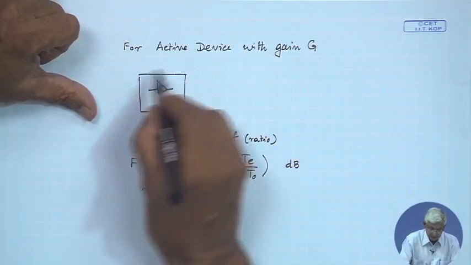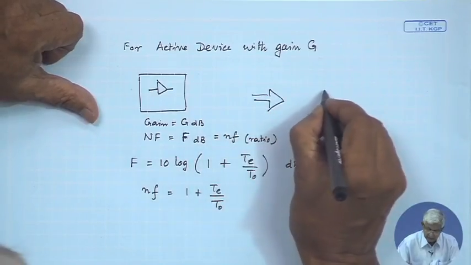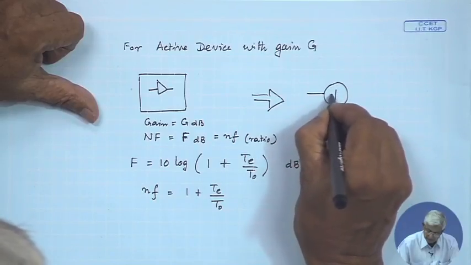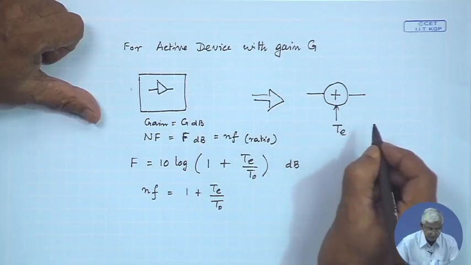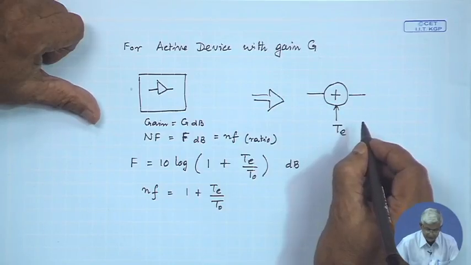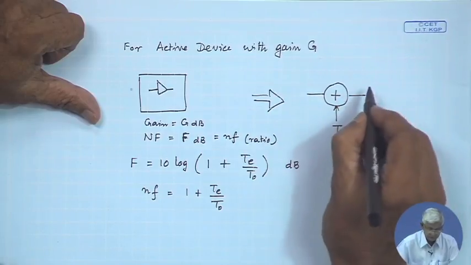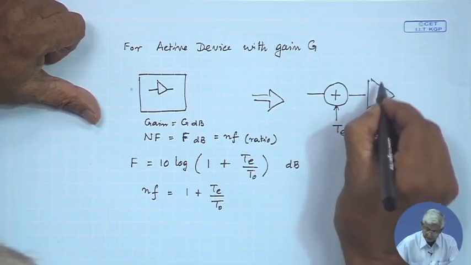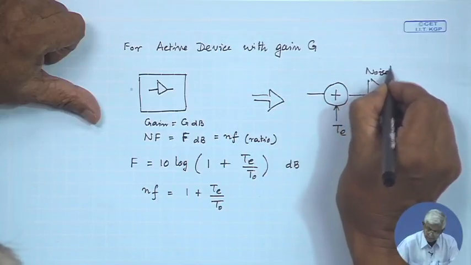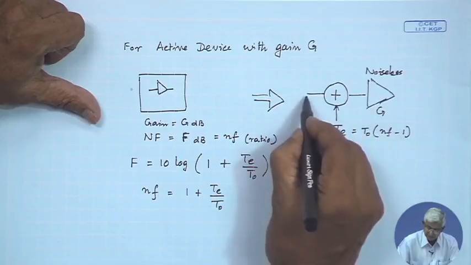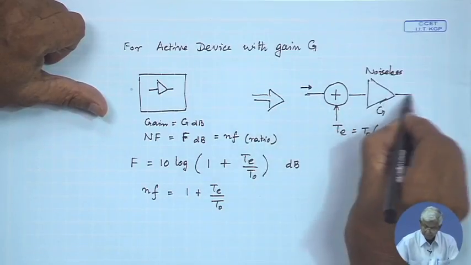So, this active device with a gain G can be equivalently drawn as, I am drawing the same thing we have discussed earlier, an input with an effective noise temperature Te, which is equal to T0 into nf minus 1 in ratios, and a noiseless amplifier with gain G. This is noiseless, as if the noise is coming from the input, and there could be some input temperature coming in, and this will be the output.